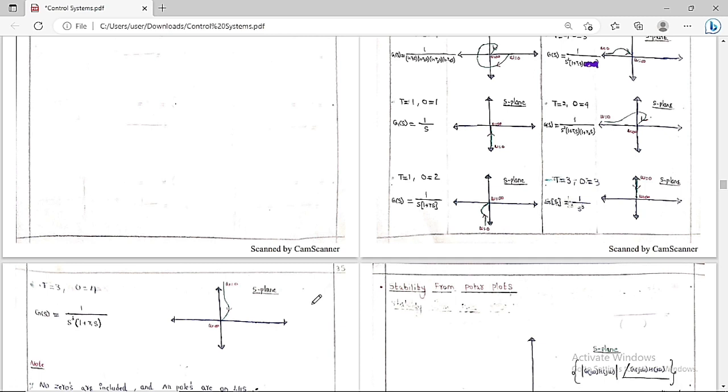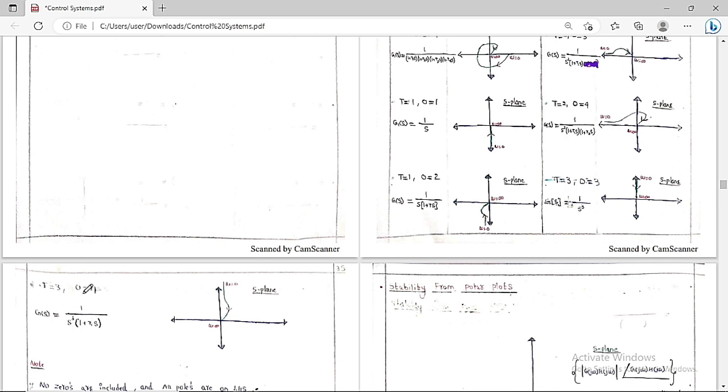Now let's go for the final system, the open loop transfer function G(s)H(s) equal to 1 by s square into, basically you can say, s cube into (1 plus T1 s). So what is the type of system? The type of system is the number of poles present at the origin in the open loop transfer function. Type of system is equal to 3.